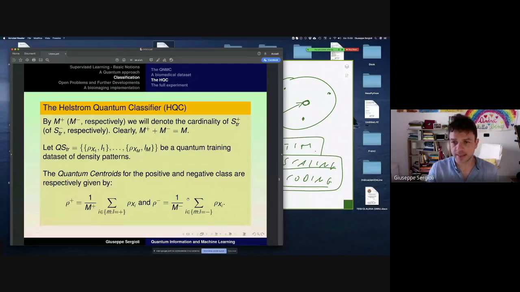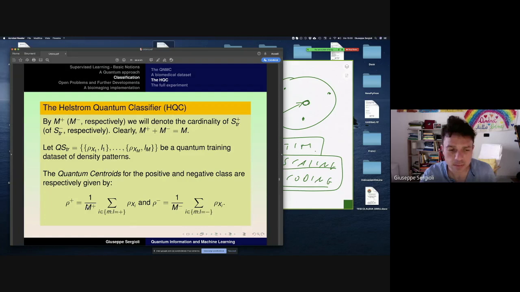So if now we apply the quantum state discrimination between ρ+ and ρ−, it is reasonable to say that if we are in a good situation that allows us to make a very clear distinction between the two centroids, it's more probable that we will make a good classification, because distinguishing between centroids means classifying in a better way. So now our problem is just, given an object ρ, to be able to distinguish if it is more probable that it is ρ+ or ρ−.